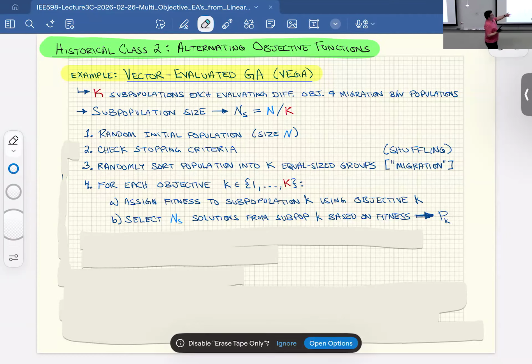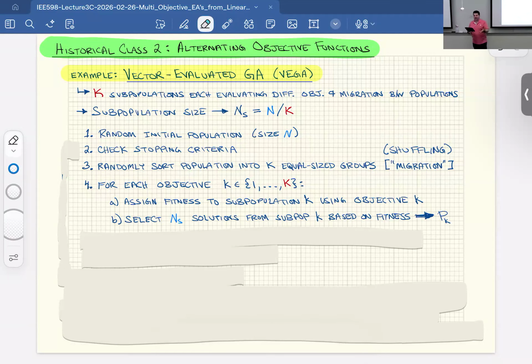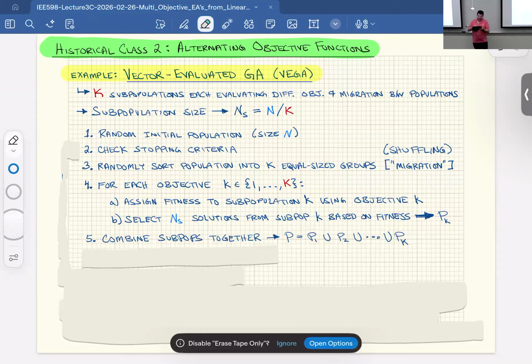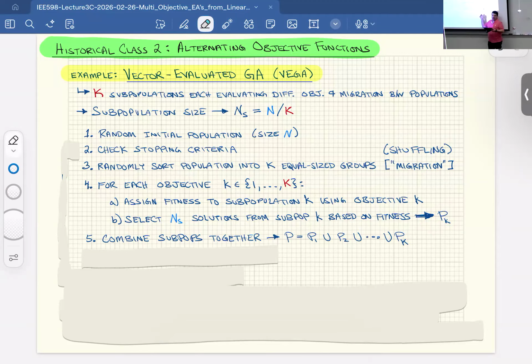For that group, we then use a selection operator. This could be fitness proportion selection, tournament selection, whatever you like. Choose your selection operator, but you then choose NS solutions from that subpopulation based on that subpopulation's single objective fitness. That creates a little set, PK, of the parents contributed from just that subpopulation. You do that for all of the subpopulations, and then you bring them all back together so that the full population is the union of all of the parents from all of the subpopulations.